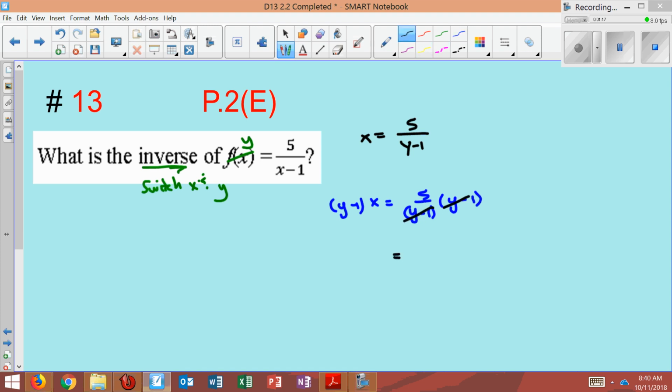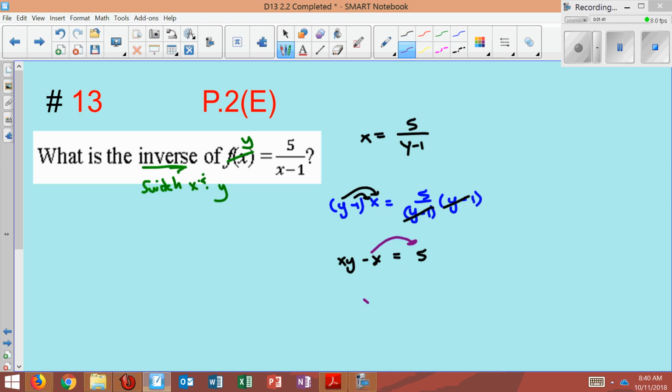And so I have 5 on the right side equals, and if you distribute here, you have xy minus x. Again, I got that by distributing. I multiplied y, and then I multiplied by -1. Now the trick is you keep your y's on one side, and you move everything that's not a y to the other side of the equal sign, which in this case means I'm only moving one thing. I'm going to move the -x over here.